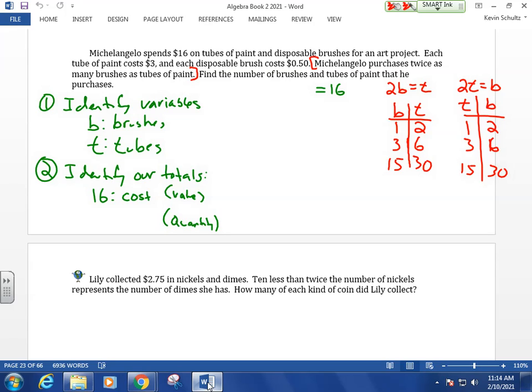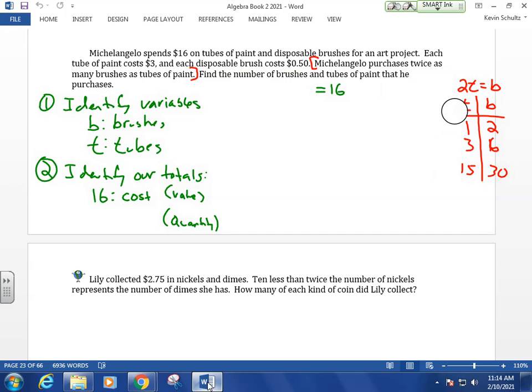Which one's correct? Brent? 2t equals b. Yeah, 2t equals b. Okay? And we can see that because going through both options, 2b equals t, 2t equals b, if you lay it out and take some examples and test this, we can see that it's going to be 2t equals b. Twice as many brushes as tubes of paint.